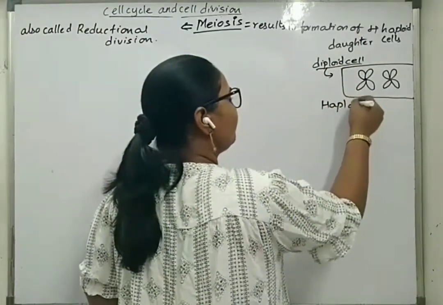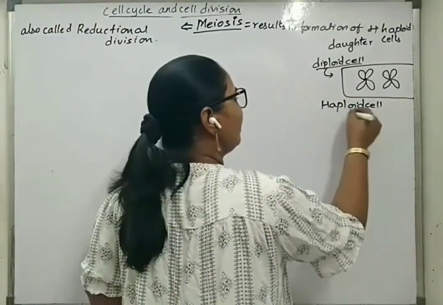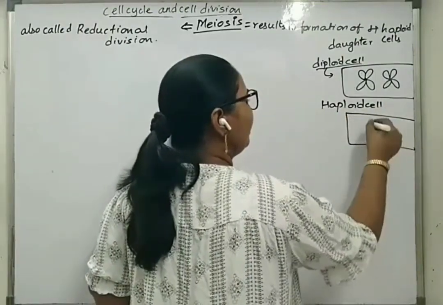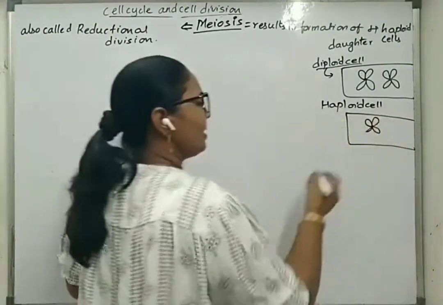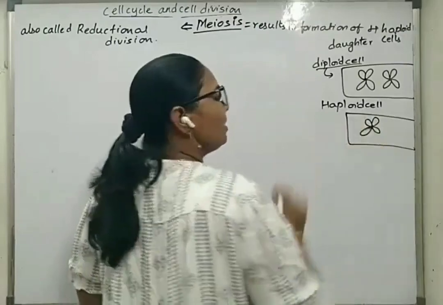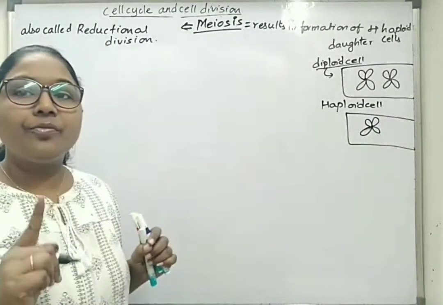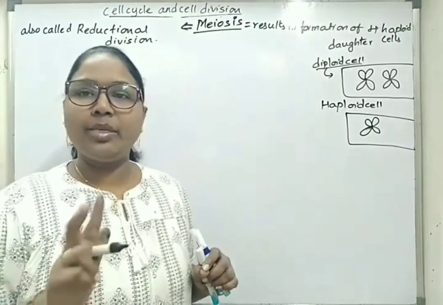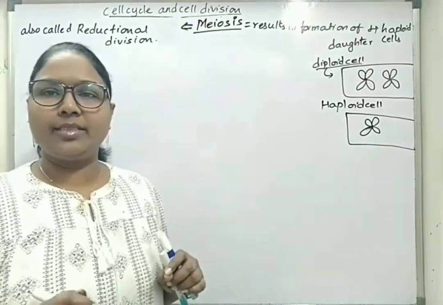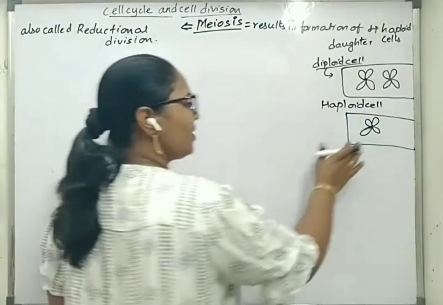Haploid cell, if this is a cell, it is having only one set of chromosomes. So here each chromosome is considered as one set. Actually set means 2 in number, but here we are considering one chromosome as one set.